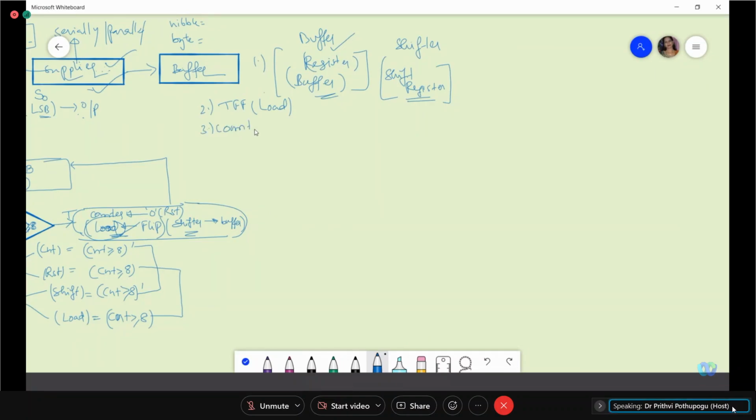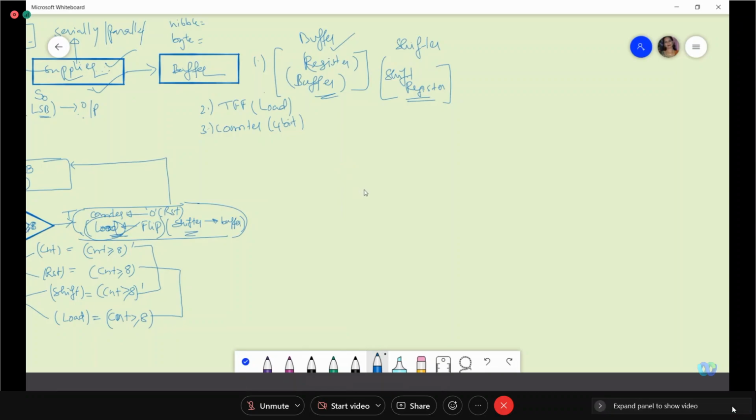What is the size of the counter we need? 8 means it should be more than a 3-bit counter, no? Yes, ma'am. 4-bit. So maybe a 4-bit counter we can use. 4-bit counter will be used. So all this, if you put together, we'll be getting the design. Let me draw this.